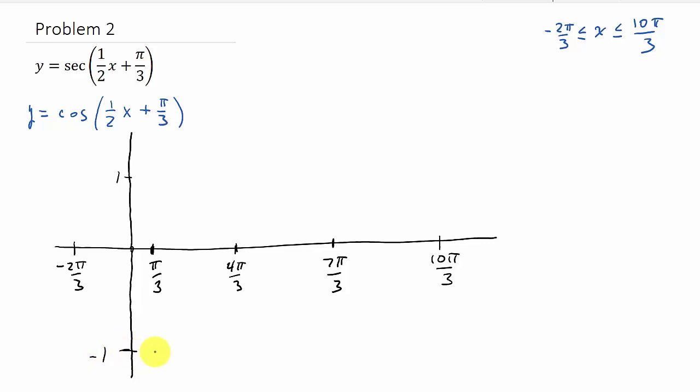Okay. Now, if you remember for cosine, we're going to sketch in the graph of cosine. So remember, cosine, we're graphing from here. We're starting at negative 2 pi over 3 and we're going to 10 pi over 3. Well, remember, cosine starts out at its maximum, and then it goes to 0, and then it goes to its minimum, and then it goes back to 0, and then it goes to its maximum.